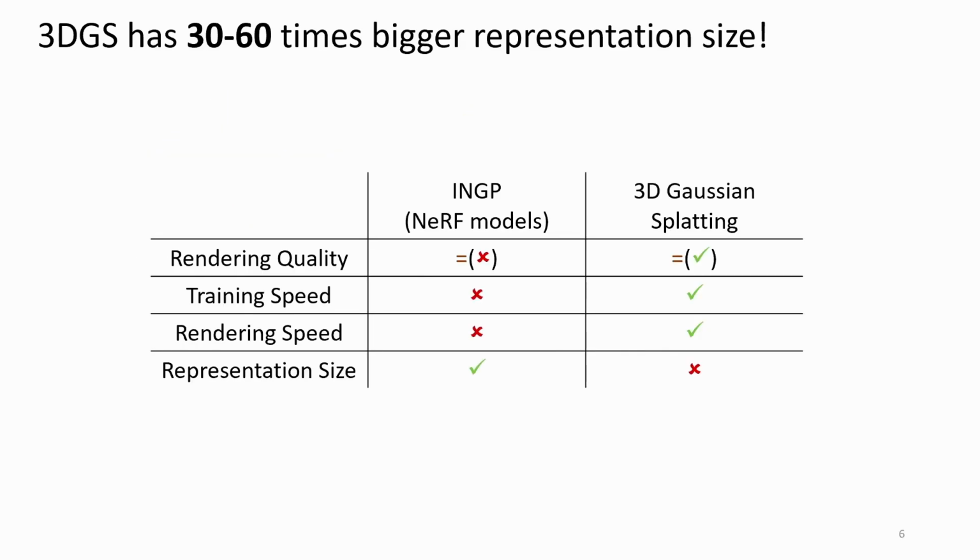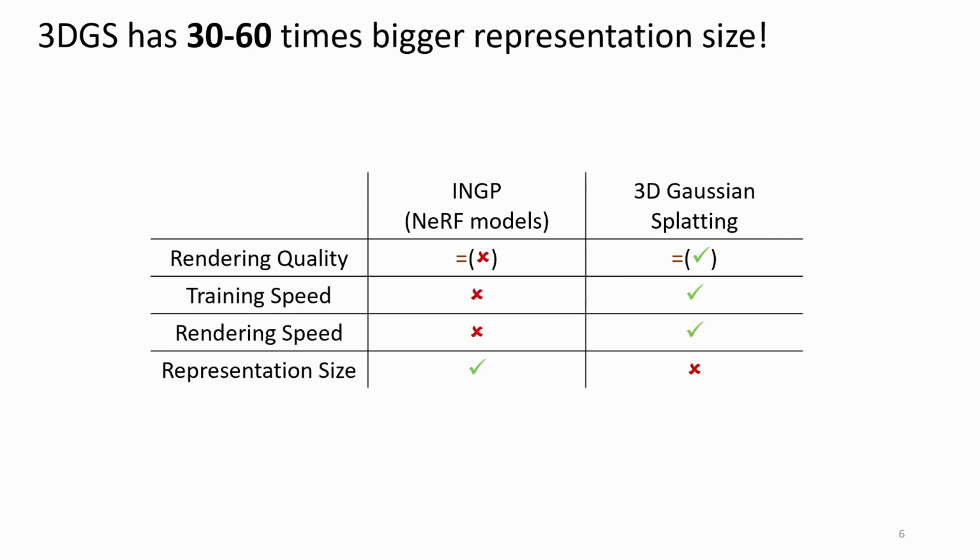So it converges. If we were to make a coarse comparison between the two families of models, and I'm taking Instant-NGP here as an example, we can see that 3D Gaussian splatting has equal or better quality, especially if given more time to train than Instant-NGP. It has better training speed, again, for the same quality, and definitely has better rendering speed. But its main disadvantage is that the representation size is too big.